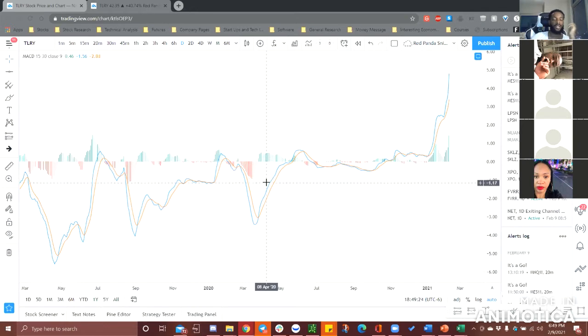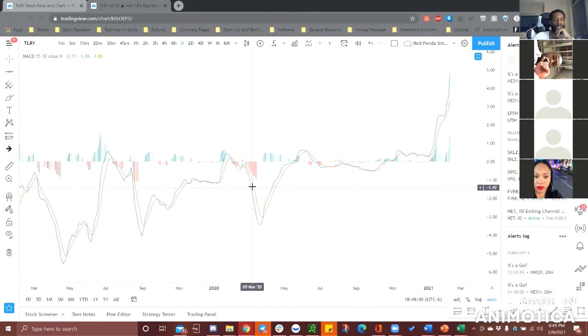Of course, are those the names of the lines themselves? Yes. I just know them as one is the signal line and one is the faster line. So basically when the signal line crosses the fast line, that's typically your indicator to either sell or buy. How do we put that on?